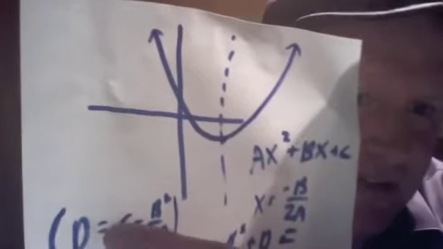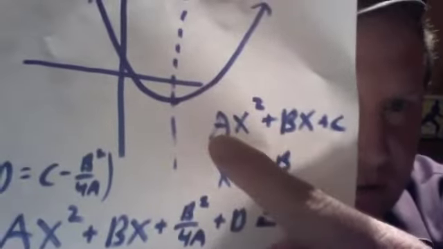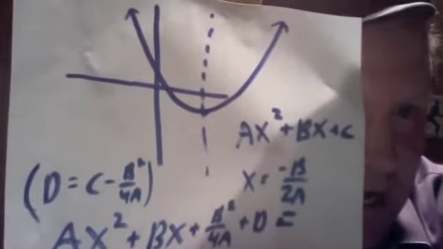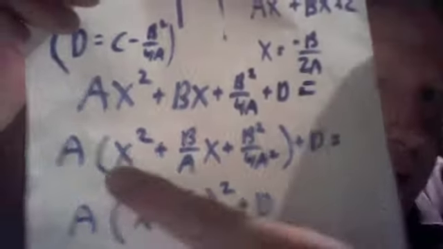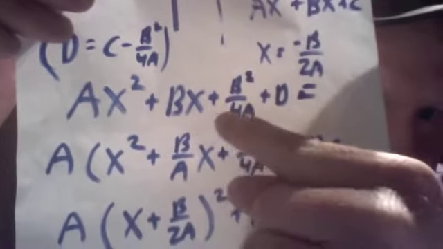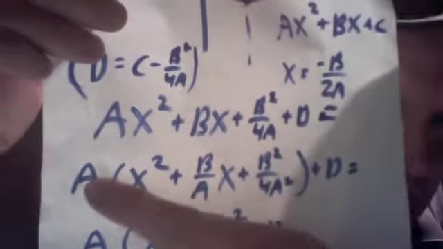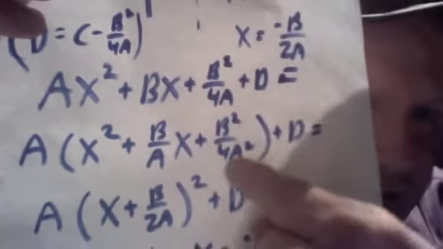I'm going to define a d such that d is equal to c minus b squared over 4a. Whatever that d is, I can now substitute ax squared plus bx plus c with ax squared plus bx plus b squared over 4a plus d. Simple, right? I'm now going to take the first three terms, ax squared plus bx plus b squared over 4a, and divide a out of that, changing the first three terms to this form: a times x squared plus b over a x plus b squared over 4a squared, all together plus d.